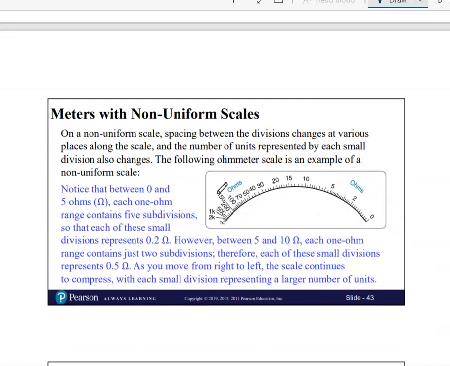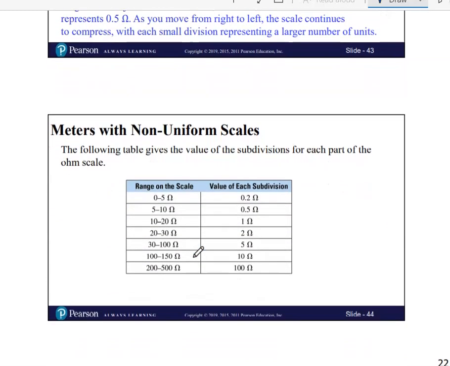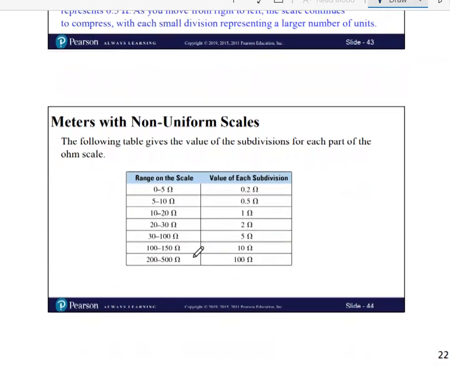On a non-uniform scale, spacing between the divisions changes at various places along the scale, and the number of units represented by each small division also changes. The following ohm meter scale is an example of a non-uniform scale. So you can see it's not consistent as it goes across. The following table gives the value of the subdivisions for each part of the ohm scale.